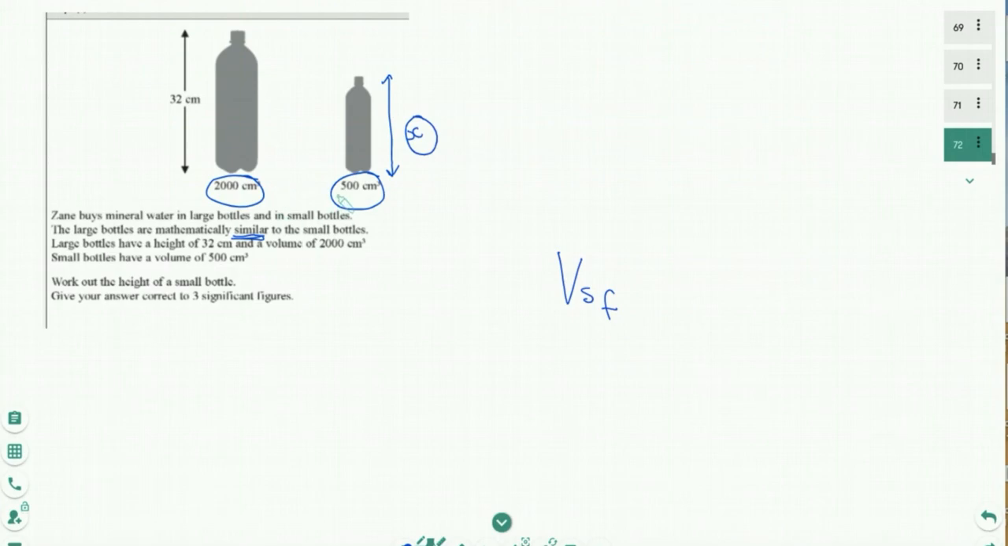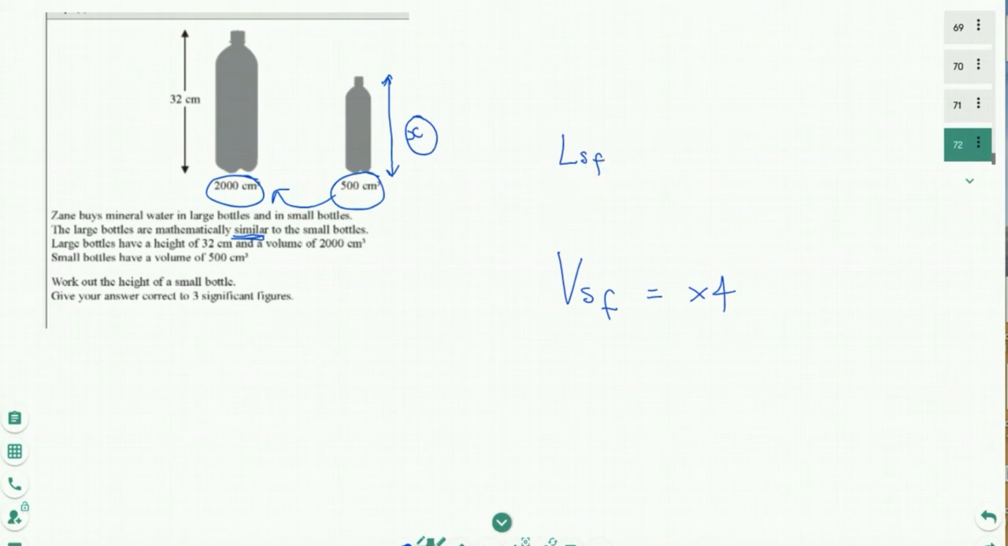So how do we get from 500 to 2,000? 500 times what is 2,000? I'll just do 2,000 divided by 500, which is 4. We know the volume scale factor is times 4. And now, since we want to find this length, we want to find the length scale factor, so I can apply it to 32 and find out our unknown length. How do we do this?